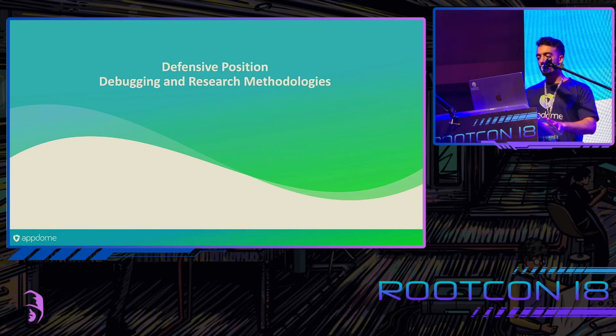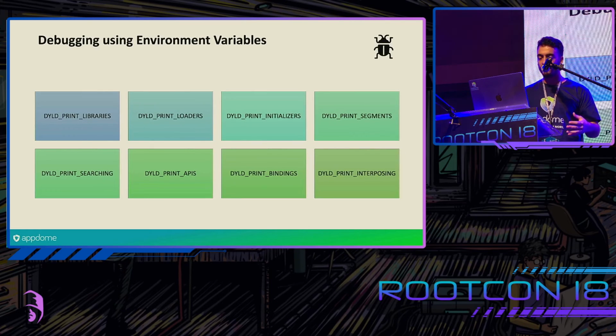And we talked a lot about the offensive point of view, but now let's take a look from a defensive position. What dyld gives us as researchers or developers for debugging and improving our research abilities. And if I need to summarize it in two words, it will be environment variables, and a lot of them. A lot of dyld print variables that give us meaningful information about all the loaded libraries and constructors and segments and sections and permissions.